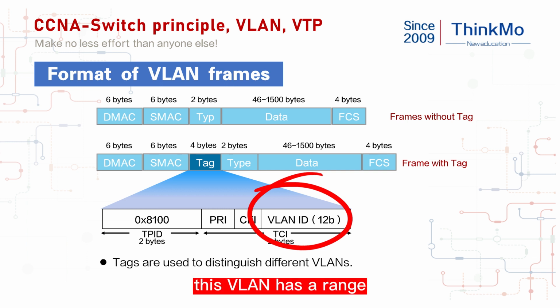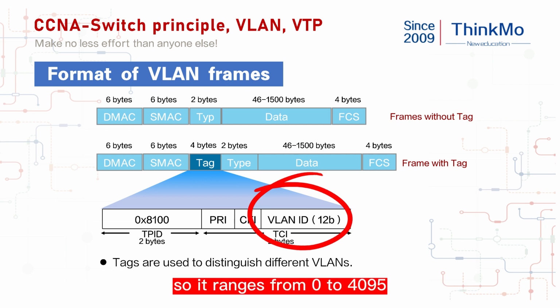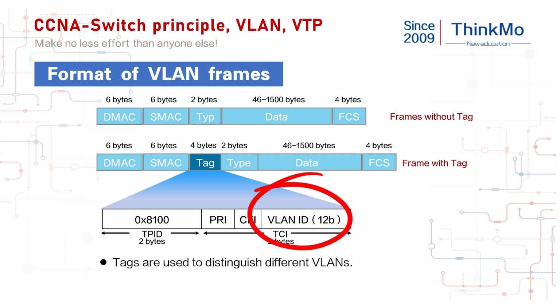This VLAN ID has a range. Each bit has two values, 0 and 1. There are 12 bits, a total of 2 to the 12th power, which is 4096 combinations. That is a total of 4096 VLANs. It ranges from 0 to 4095, which is a total of 4096. Computer numbering starts from all zeros by default.